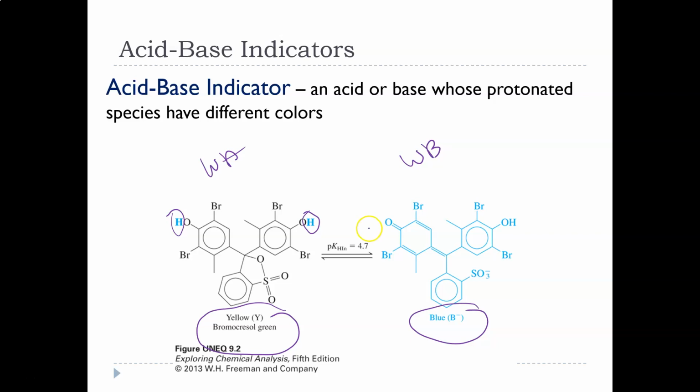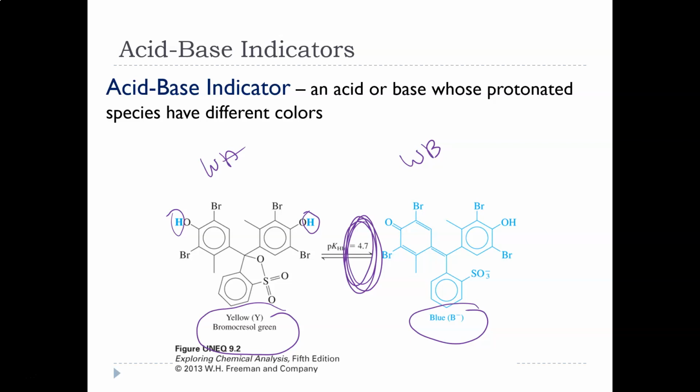So it changes color at 4.7, which means it's a good indicator of when a solution has reached a pH of 4.7, because it will go from that yellow to blue color. And it takes not right at 4.7, a little bit past it, because we have to have enough to kind of have pushed it to where we see that full color change.